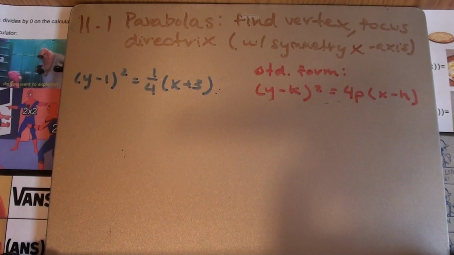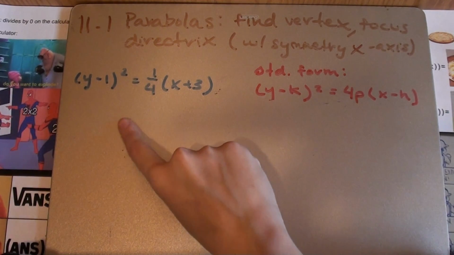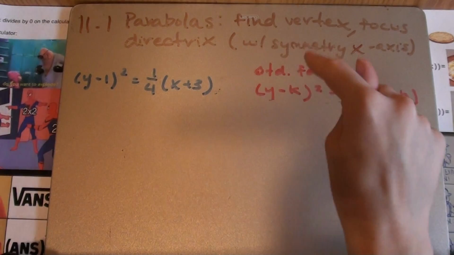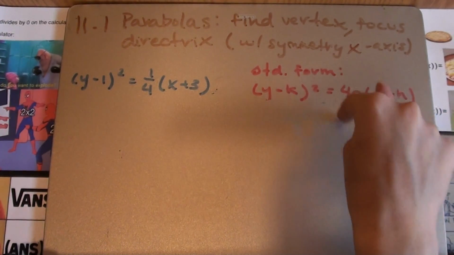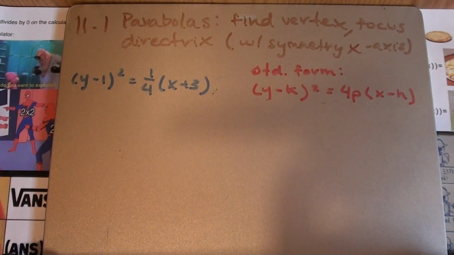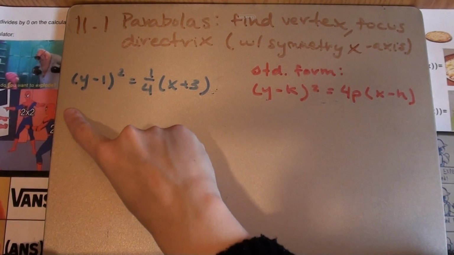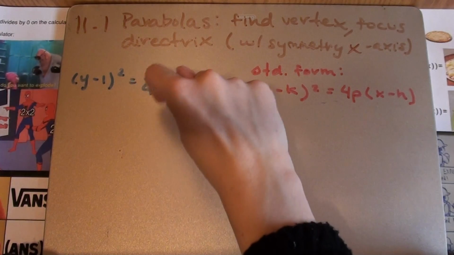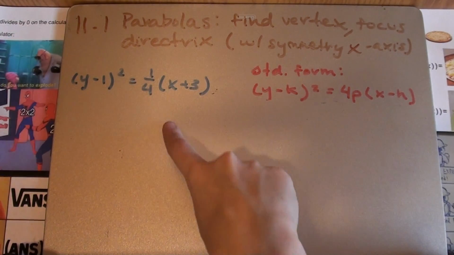standard form. So with this problem that we have here, we can already see it matches our standard form. We have y minus k squared equals 4p times x minus h. We see that we already have that. We have y minus 1 squared equals some 4p term times our x plus 3.